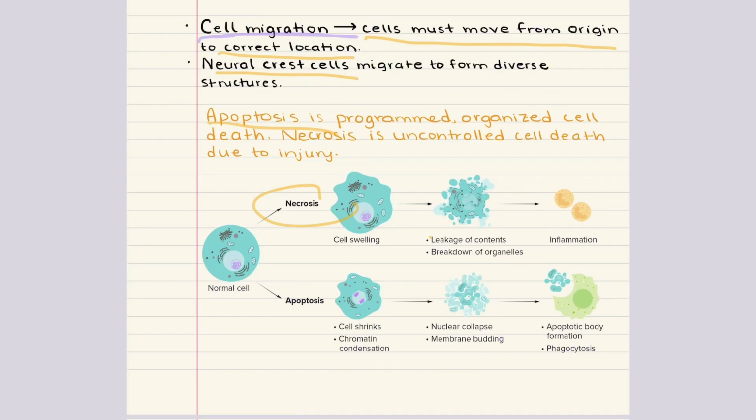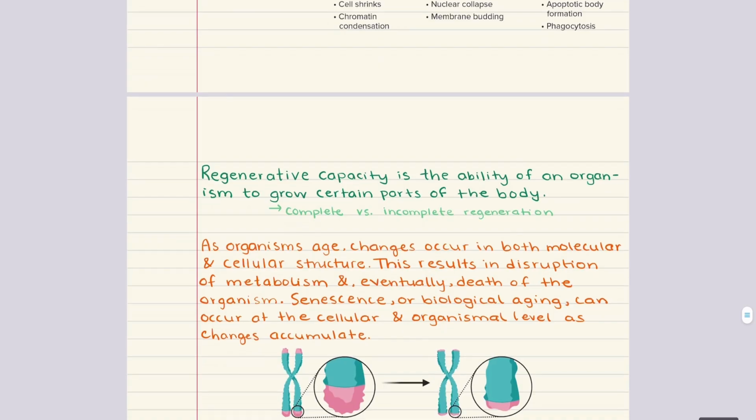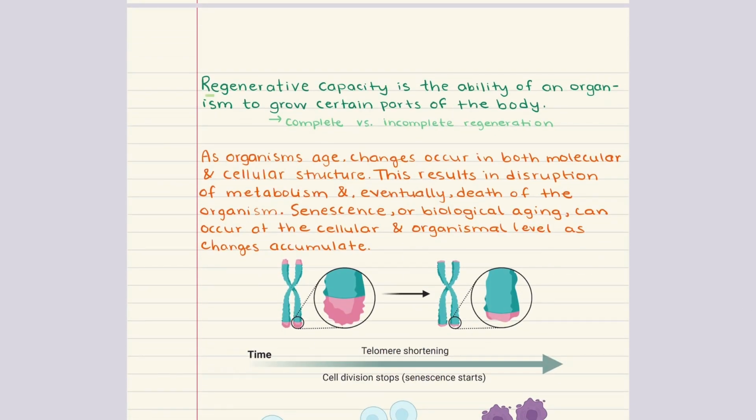Now, another interesting thing that's worth discussing is regeneration. Regenerative capacity refers to an organism's ability to regrow parts of its body. Some organisms, like salamanders or starfish, can regenerate entire limbs. That's called complete regeneration, where the tissue is restored exactly as it was before. In humans, however, regeneration is typically incomplete. We can repair damage, but the new tissue may not fully match the original, and this, of course, varies by the tissue type. For example, liver cells can regrow after damage, but a severed limb won't regenerate.